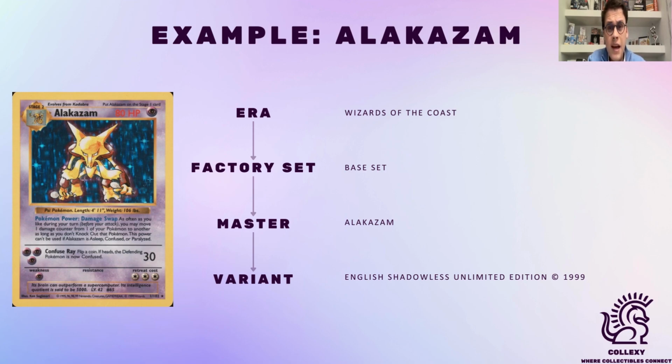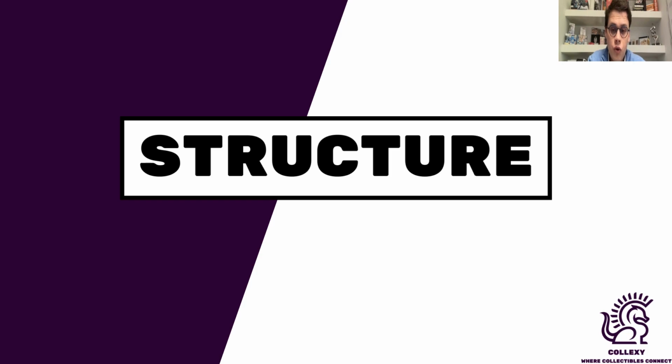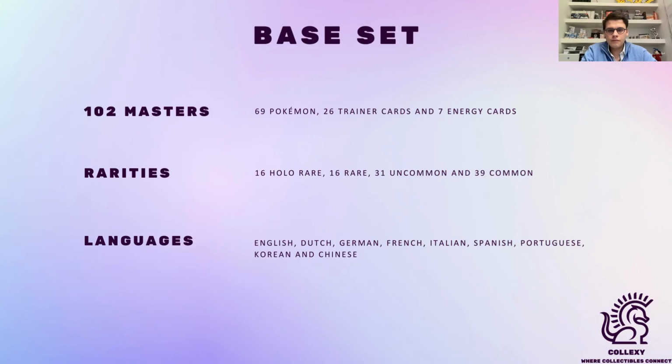Now, the Alakazam has multiple variants of the master Alakazam. In total, there are 22 variants. The variant that we have selected here is the variant that is English, shadowless, of the Unlimited Edition with the copyright of 1999. As we have now walked through the database structure of the Pokemon trading card game that is used by Collexy, we will now take a look at the structure of the base set itself and start our deep dive of the first set of the Pokemon trading card game.